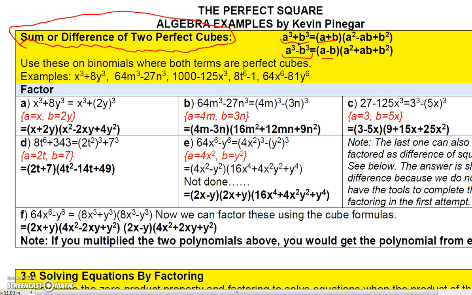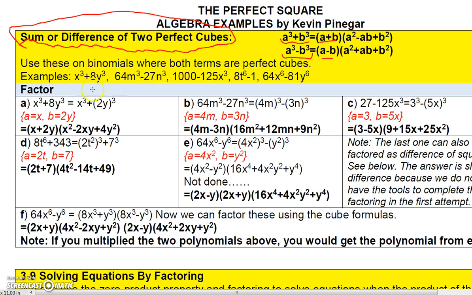So therefore I can say, okay, a cubed plus b cubed, since the binomial is a sum, that's going to factor into a plus b, and then times a squared minus ab plus b squared. And if it's a difference, it's going to factor into a minus b times a squared plus ab plus b squared.